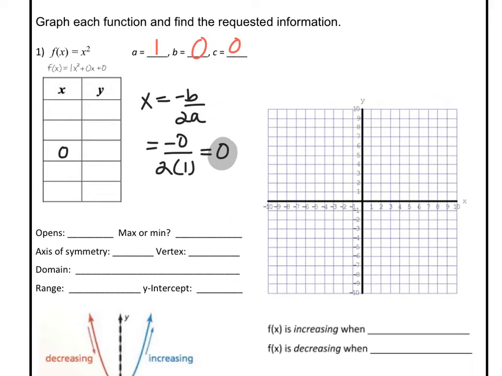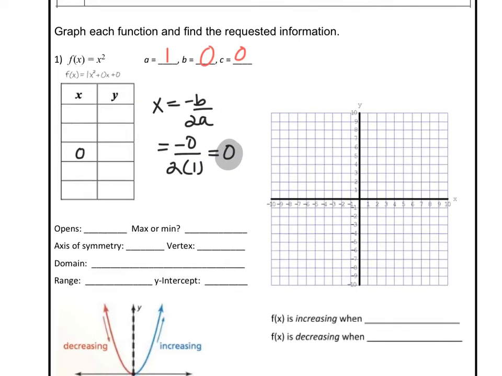Let's gather some more information before we really get going here. We know since the a value is positive, it should open up, making it have a minimum for the vertex. The axis of symmetry we already know is x equals 0. Okay, now we need to find the vertex. I'm going to teach you how to do this on the graphing calculator.